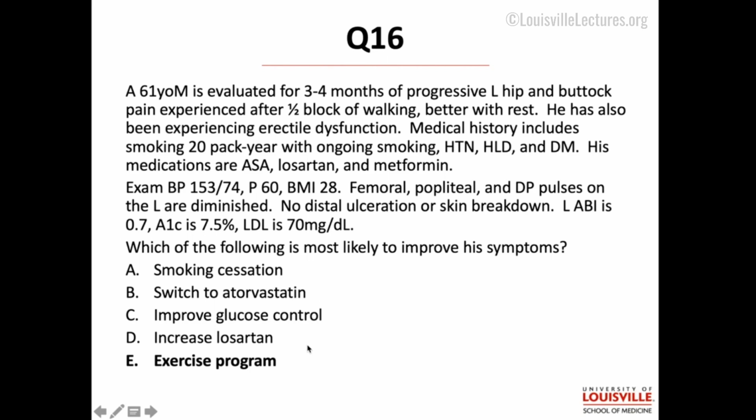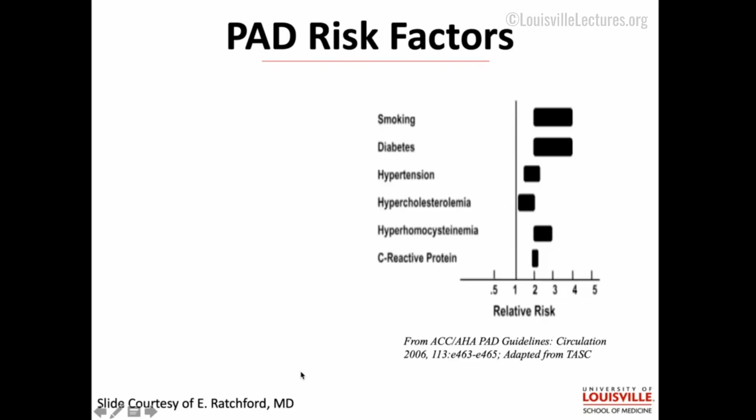Smoking cessation for sure. Improve glucose control. Maybe his A1C is not that bad. Getting his blood pressure under control. Getting him on a high-dose statin. You're probably going to do all of those things. But the thing that improves symptoms of all of this is an exercise program, building collaterals.